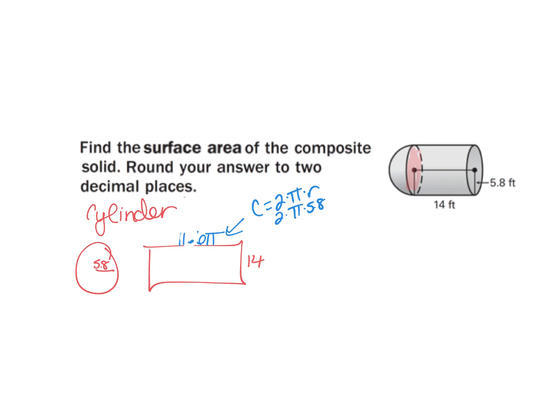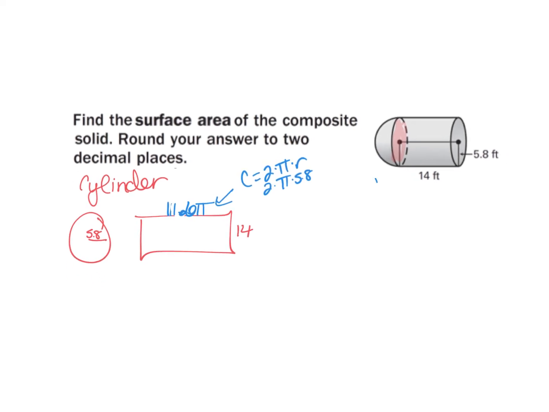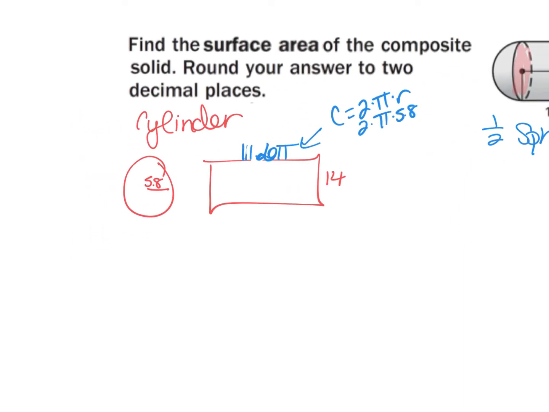So 11.6 pi. That's ugly, but it's fine. Cool. So let's just finish off the cylinder and then we'll worry about the half sphere in a second. Okay, so we've got one circle, so pi r squared. So pi times 5.8 squared. And then they say in the directions to round it to 2 decimal places.